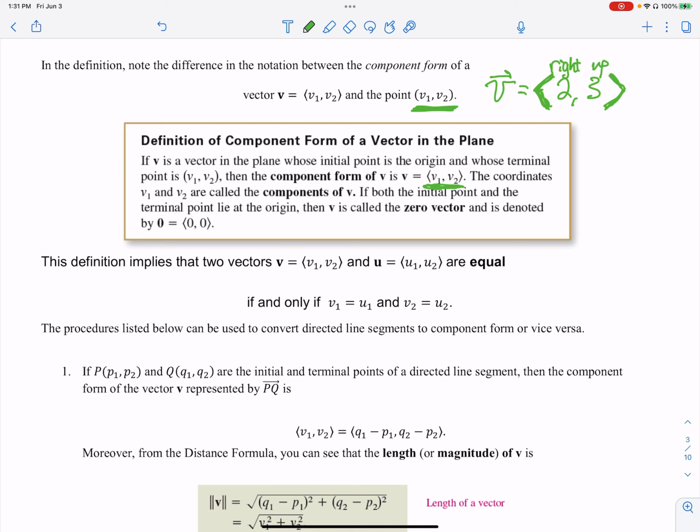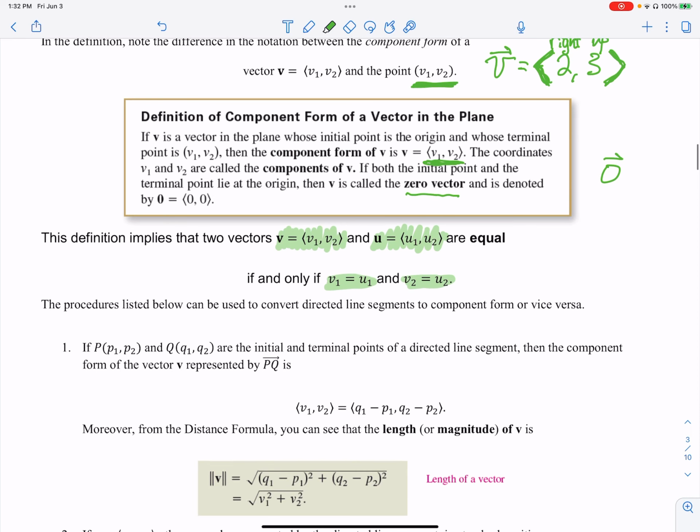If both the initial point and the terminal point lie at the origin, so it's just a point, then v is called the zero vector. How we note this, it looks funny, but it's a zero with a vector notation over it. It means a zero vector literally is just a point. With this definition, there's a couple things we should point out. If v and u, both vectors, are equal, then their components must be equal. v1 must be equal to u1, and v2 must be equal to u2. There's no other way for two vectors to be equal. They have to be the exact same thing.